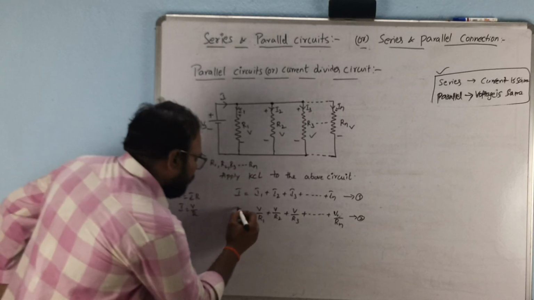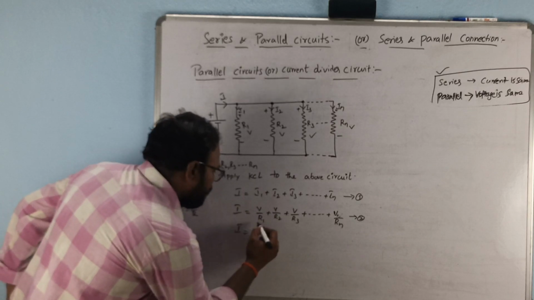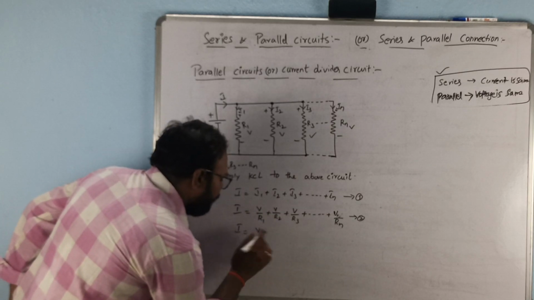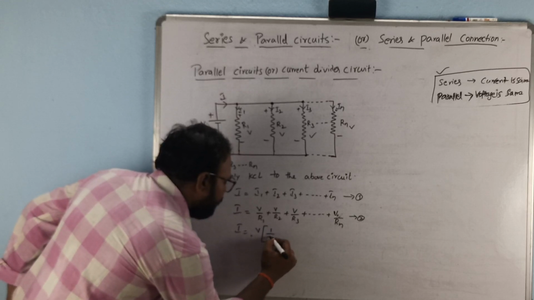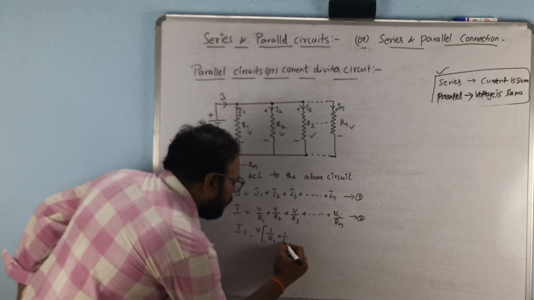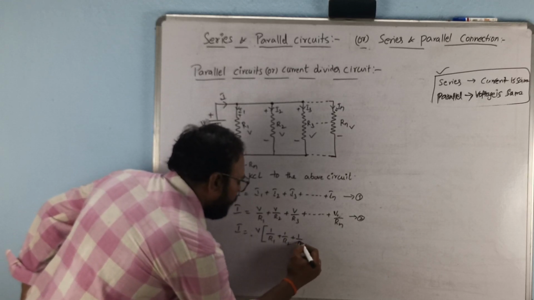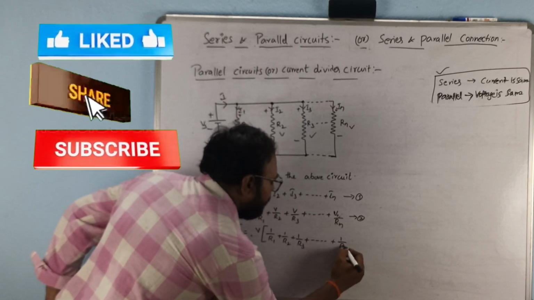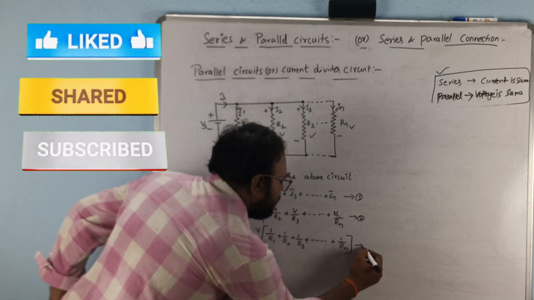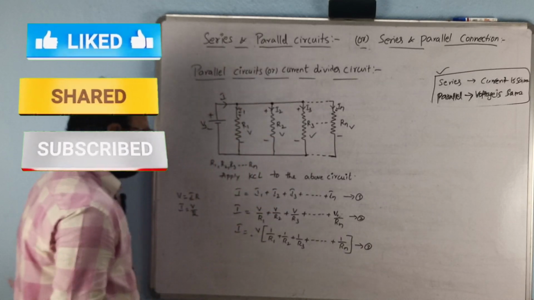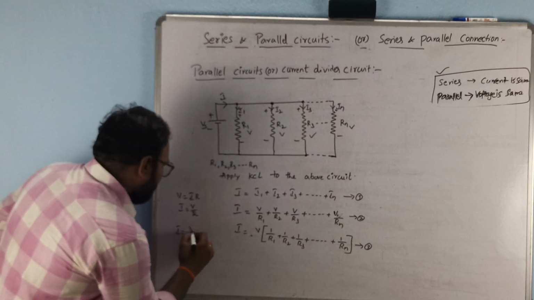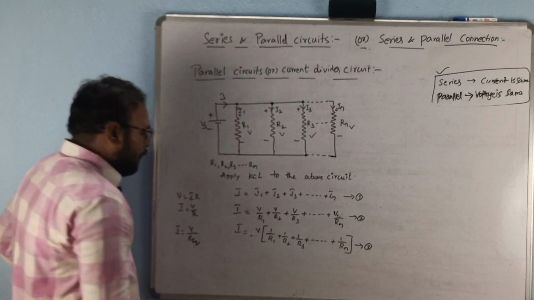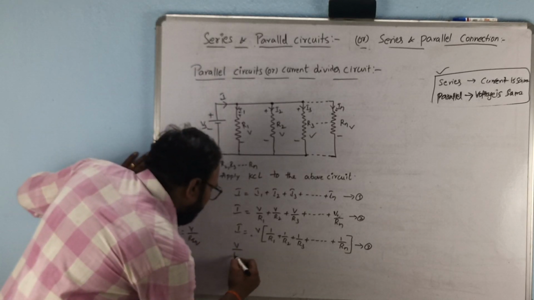Now, I is equal to, if you take all the V terms common, what happens? It will become 1 by R1 plus 1 by R2 plus 1 by R3 plus and so on plus 1 by Rn. This is equation number 3. So, I can be written as I is equal to V by R equivalent.